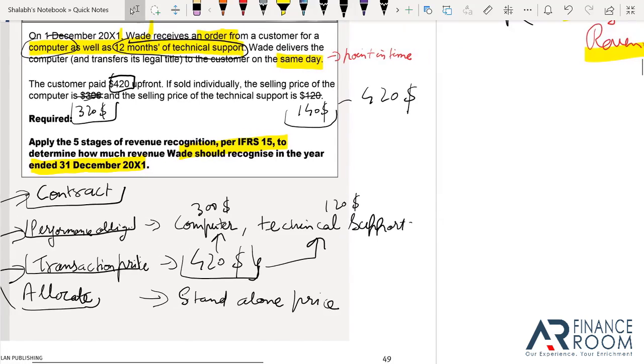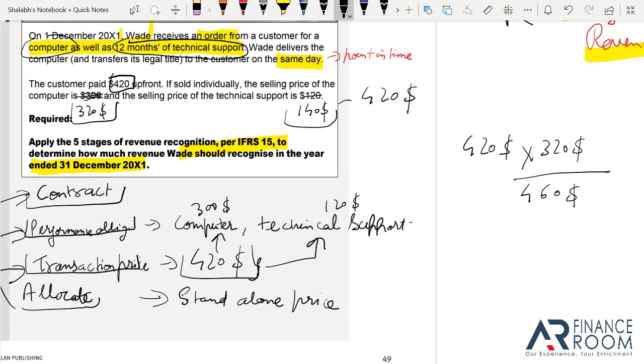What you shall be doing is, you're getting this? As simple as that. $420 into $320, the standalone price of the computer. And what's the total of standalone price? $320 plus $140 becomes $460. Let's just do this here. This becomes 16. This becomes what? 23.